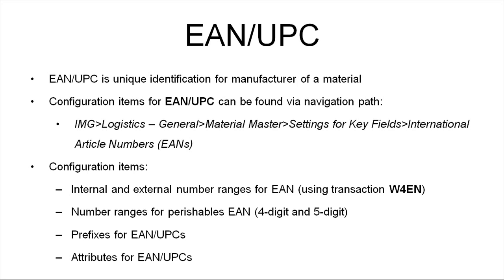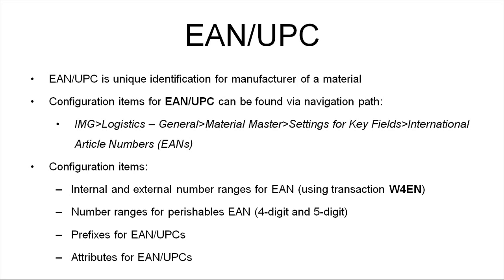Configuration items for EAN or UPC can be found by navigating in order of path IMG, Logistics General, Material Master, Settings for Key Fields and finally International Article Numbers, EANs. Configuration items for EAN UPC are internal and external number ranges for EAN, using transaction W4N.